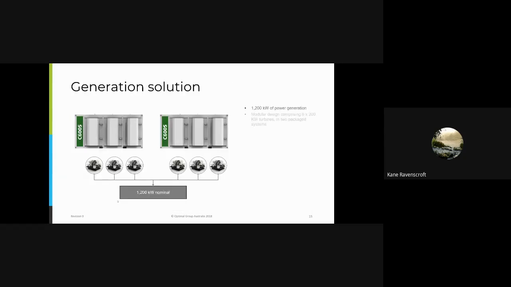The solution they've selected is 1200 kilowatts, which is essentially 2 boxes, each box with 3 turbines connected onto a common bus. And that completely de-risks that single point of failure. Any one of those turbines, if they're offline for any reason, whether deliberately or we shut them down for service, the rest of the package can run. So that de-risks the all-eggs-in-one-basket problem that we commonly see with these sorts of projects.